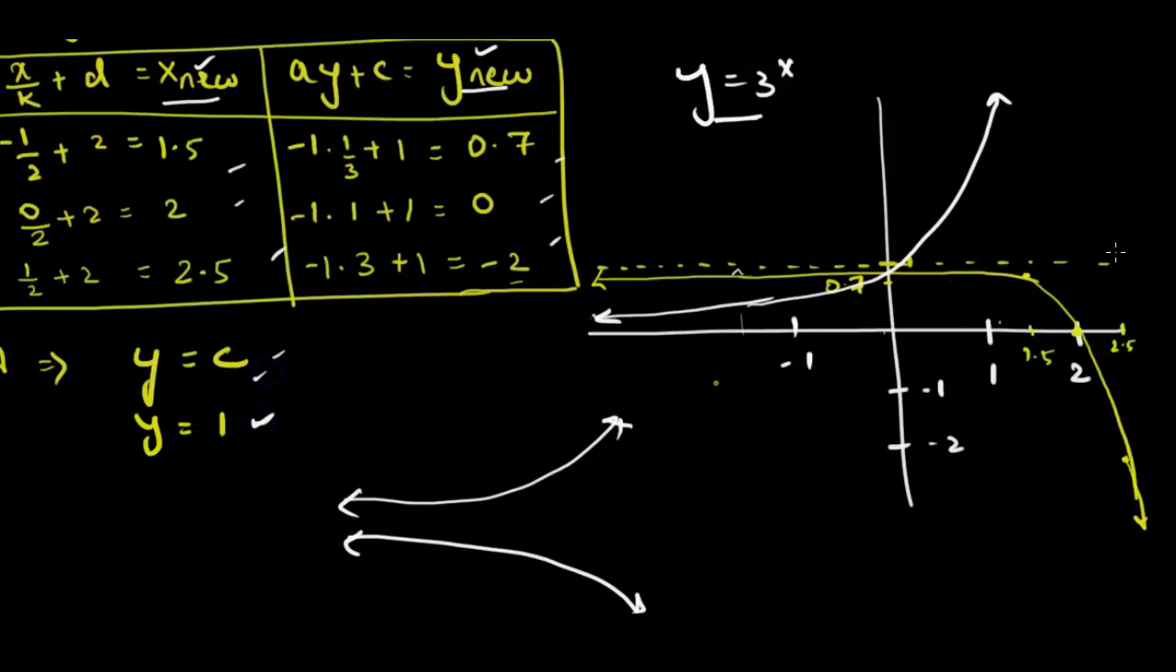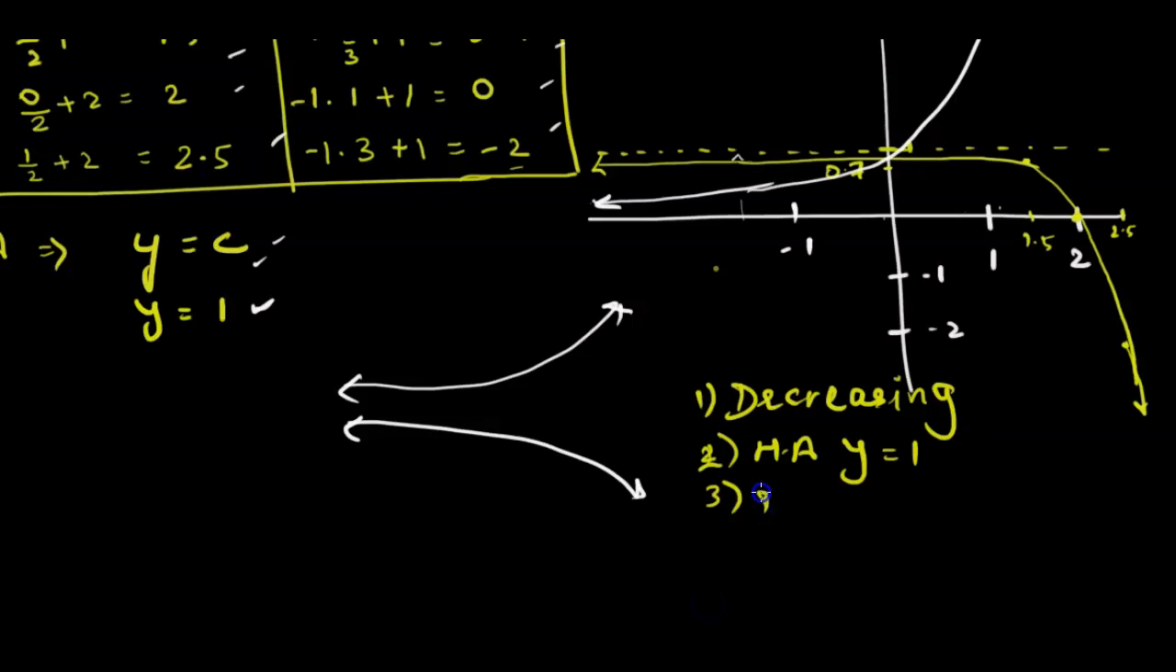Now let's write down the characteristics of this new yellow graph. We notice from left to right, this graph is decreasing. So it is a decreasing graph. Next, it has a horizontal asymptote at y equal to 1. To write down its domain and range, we know domain is x ∈ R. Always remember, in an exponential function, there is no limit on domain. However, there is always a limit on range.